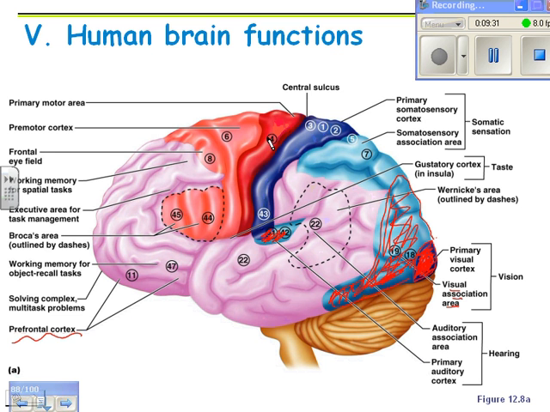And so this part is what makes you have control over skeletal movements, and it's cool because it's upside down and backwards. So if this is the left side of the brain, this would control your right foot all the way up to your right face.